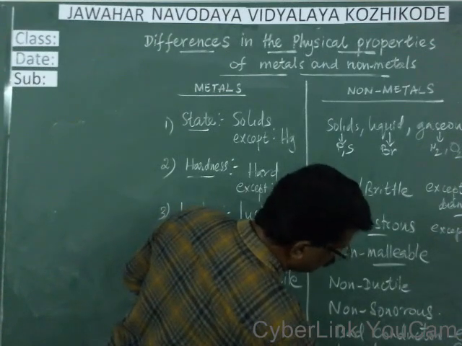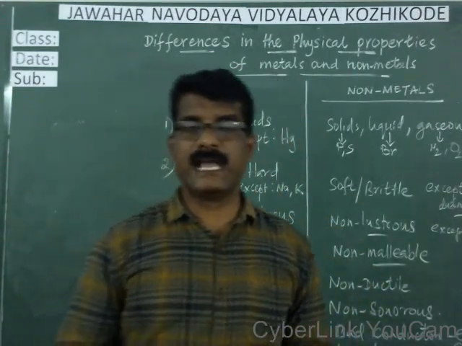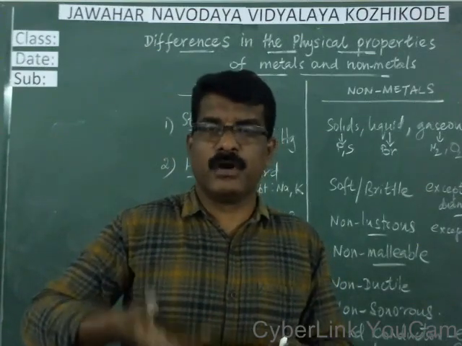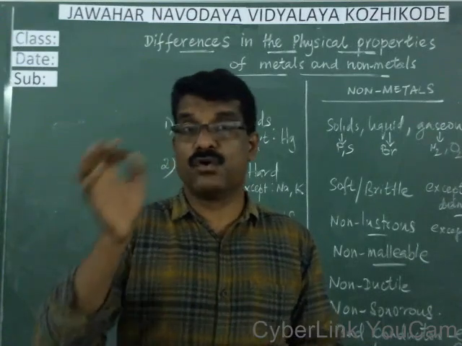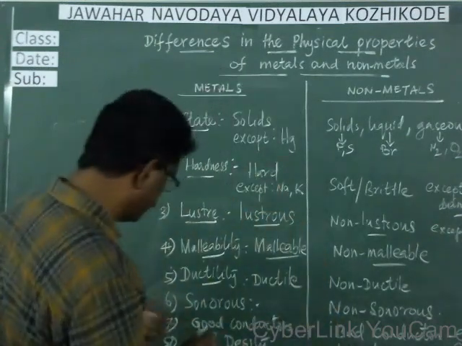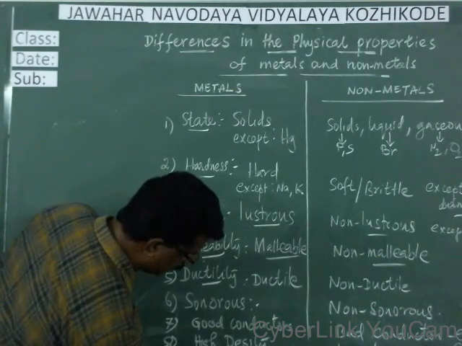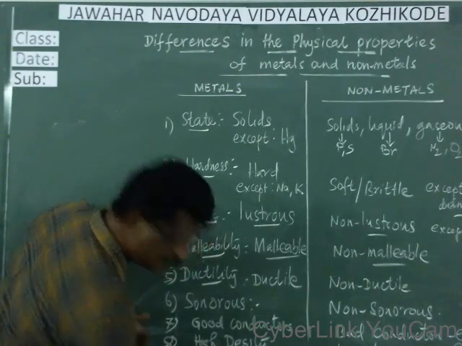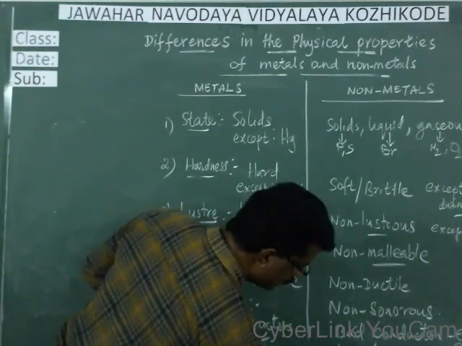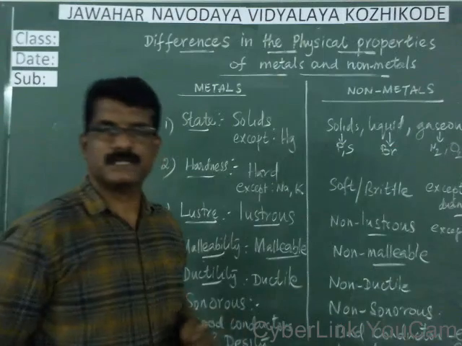And the last, metals generally have a high melting point and boiling point. Metals have a high boiling point, BP, and melting point, MP, whereas non-metals have very low melting and boiling points. Okay, so these are the differences.